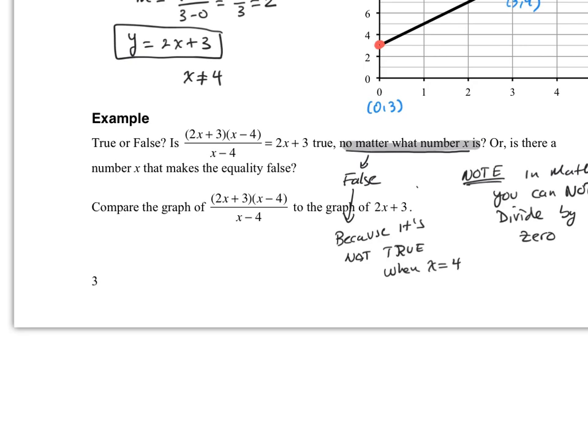Now, if you compare the graph of this one and this one, the graphs are almost identical. So this could be the graph of 2x plus 3, and then the graph of this one would look like this too, except that it will have a hole in there, which is technically this graph right here.